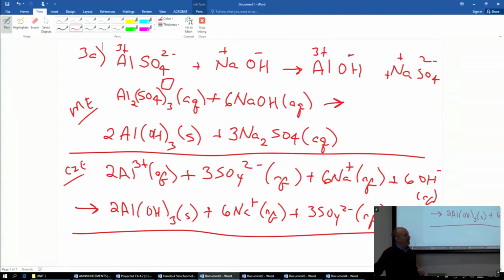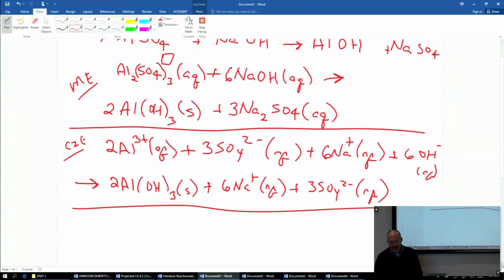One more part of this problem. Yes. Okay. Yeah, one more part. All right, so at this point we've got molecular, we've got complete ionic, and then the final part is we want to give the net ionic.